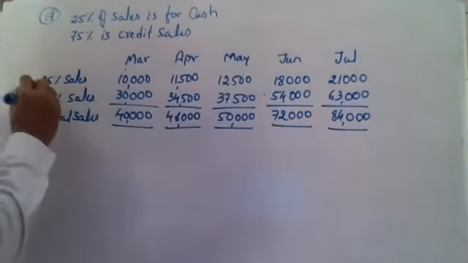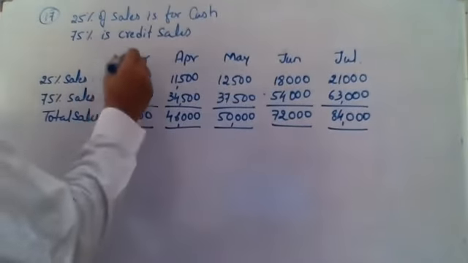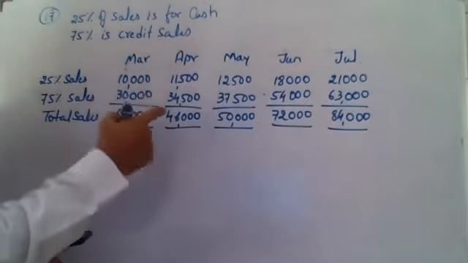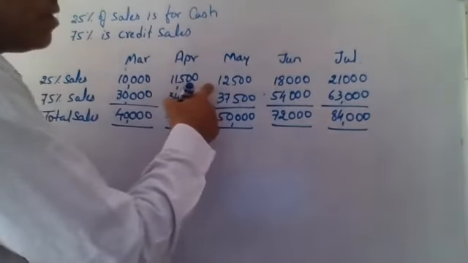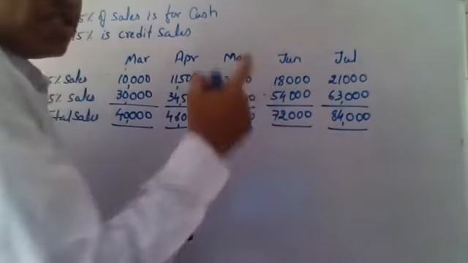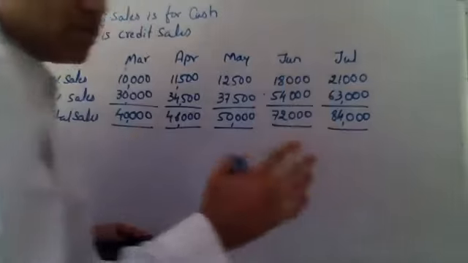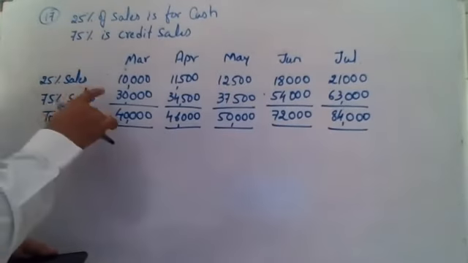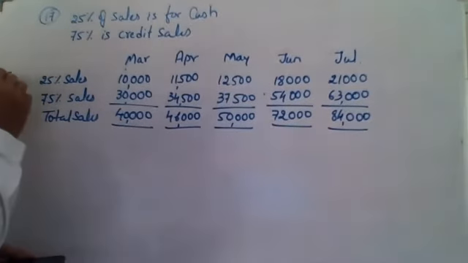So 25% sales you will get in the same month. March's 10,000 you will get in March itself. April's 11,500 you get in April itself. May's 12,500 you receive in May. June's 18,000 you receive in June. July's 21,000 you receive in July. No problem with the cash sales. What do you mean by cash sales? You give me cash, I'll give you goods. But what about the credit sales? This is cash sales, this is credit sales.